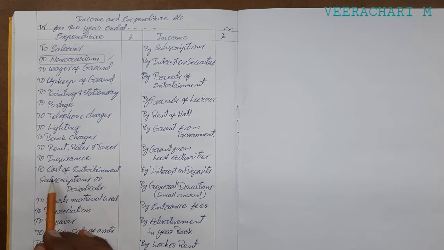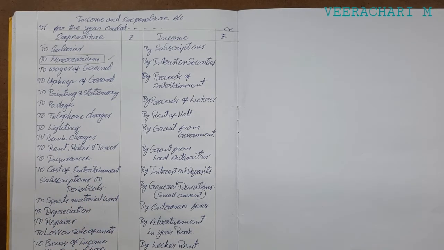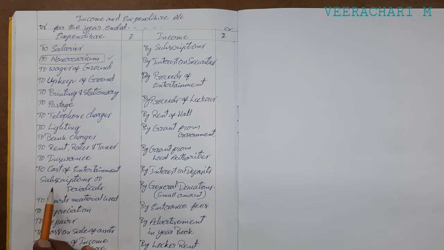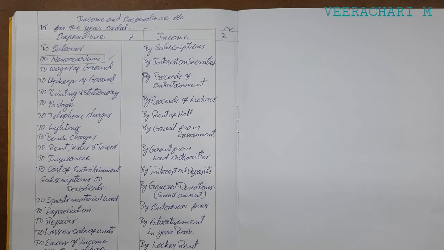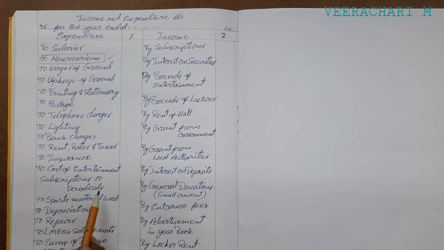And cost of entertainment, subscriptions to periodicals. If it is a tournament, or clubs also, as we discussed, tournament clubs come under non-profit organizations. If the non-profit organization provides a particular type of tournament, that is called cost of entertainment. Cost of entertainment, subscriptions to periodicals, that is one.